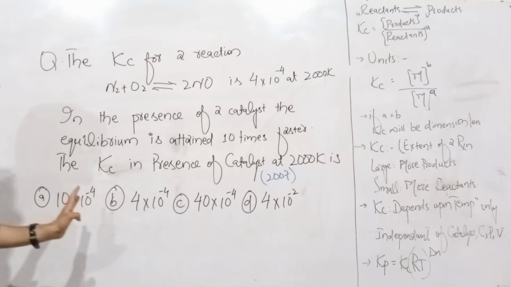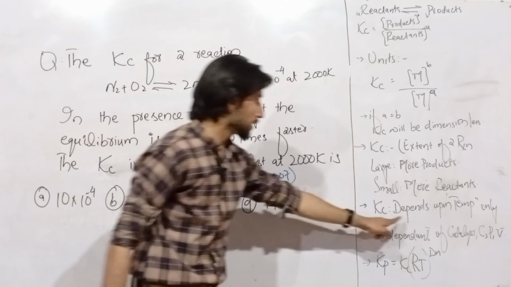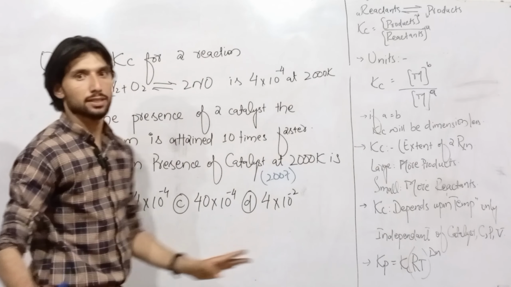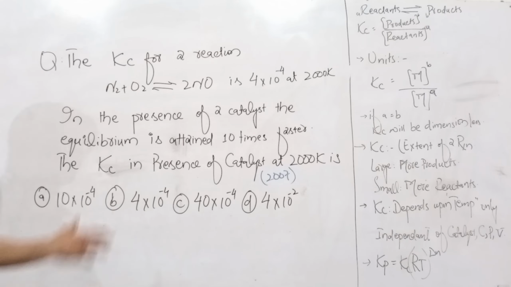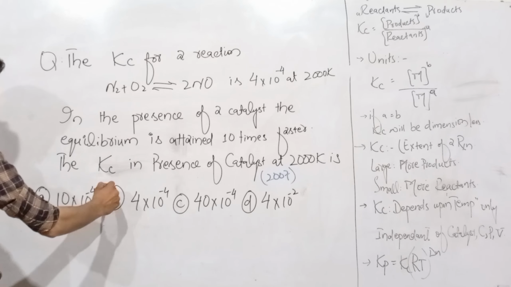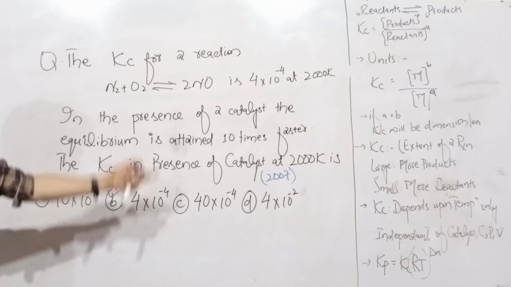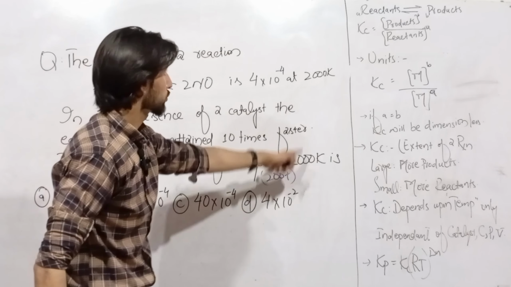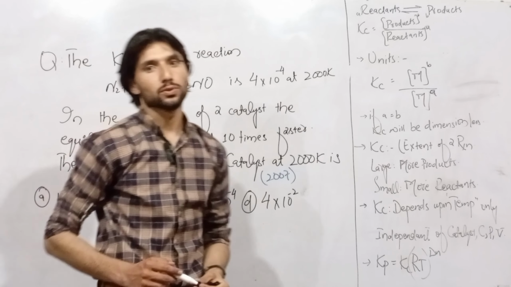We have already discussed that Kc is independent of catalyst. So a catalyst does not change the value of Kc. Our value will remain the same as it was previously, 4 multiplied by 10 to the power minus 4, because the temperature has not been changed. So this is our value.